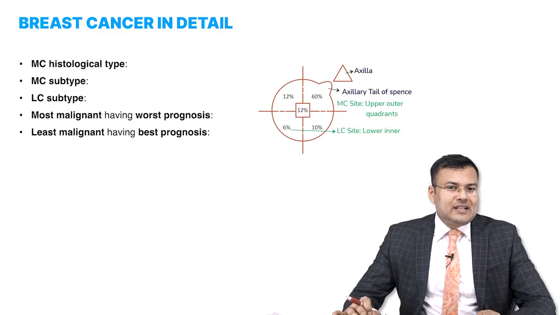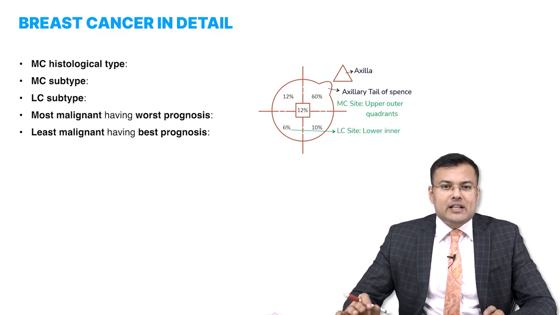So now we are going to discuss breast cancer in detail. First, can you tell me what is the most common histological type? We discussed already that it is arising from the gland.